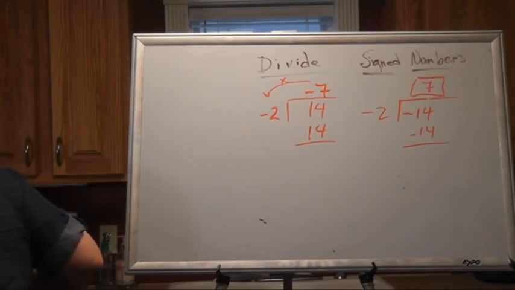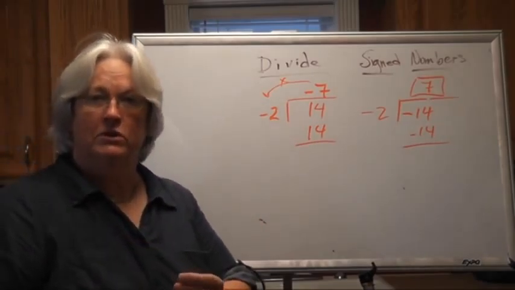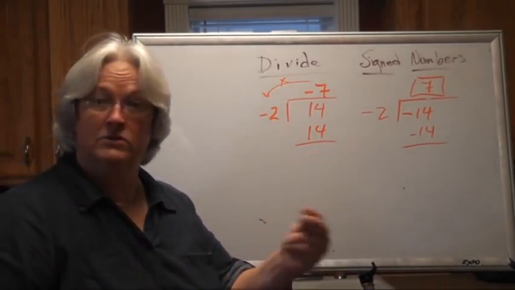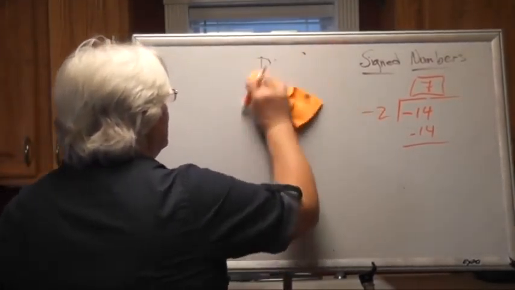And I'm reading from your book on page 23, dividing integers. If the divisor and the dividend have like signs, the quotient will be positive. If the divisor and dividend have unlike signs, the quotient will be negative. You just follow the same rules that you do with multiplication. Like signs are positive, unlike signs are negative.